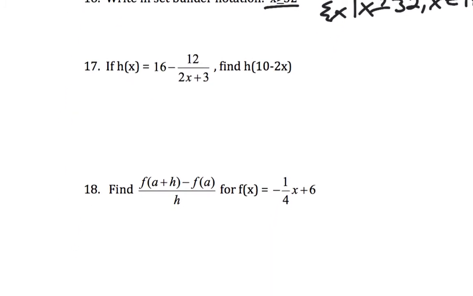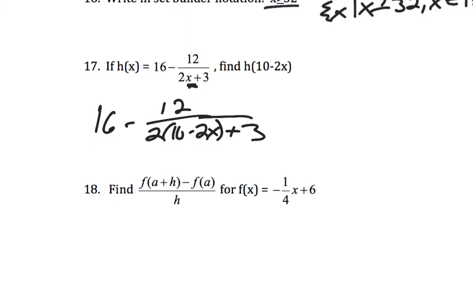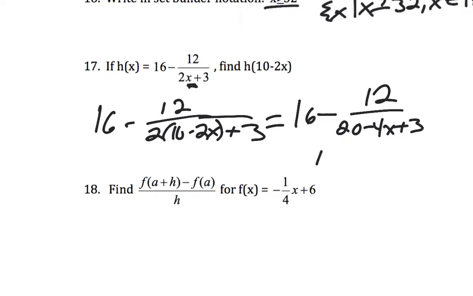17, if h of x is this, find h of 10 minus 2x. I need to plug the 10 minus 2x into here. 16 minus 12 over 2 times 10 minus 2x plus 3. I get 16 minus 12 over 20 minus 4x plus 3. 16 minus 12 over 23 minus 4x.